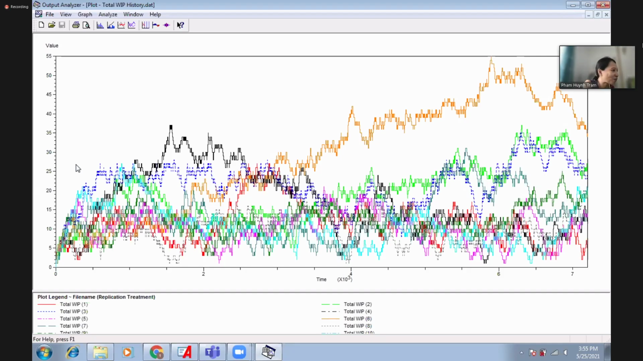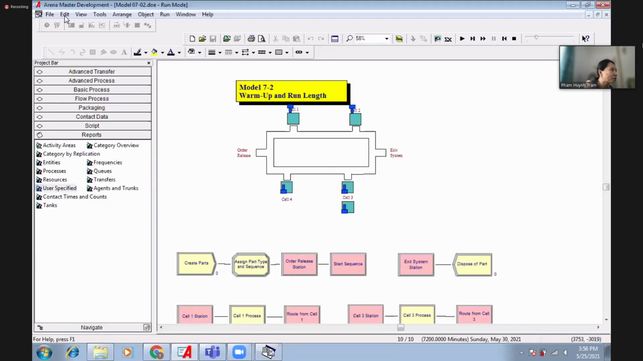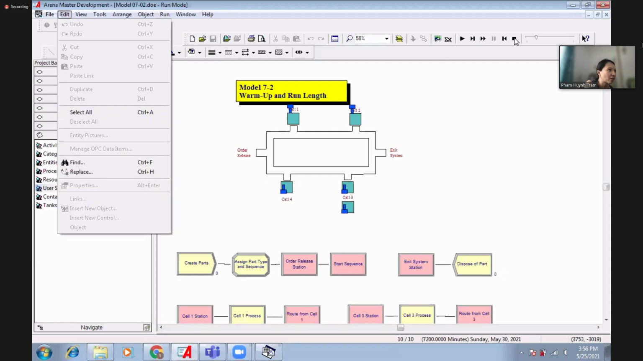All right, so maybe we just try the available tool that we have up to now. Okay, so this is one way to identify the warm-up period. As long as we identify the warm-up period, then the rest should be simple. Let me stop here.